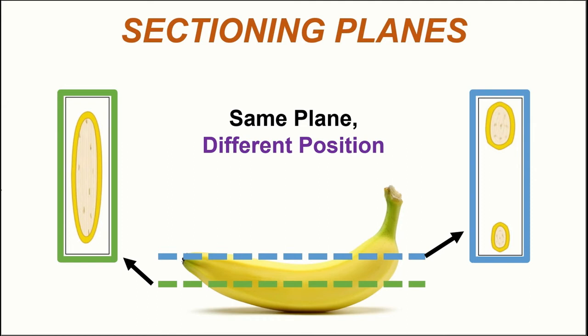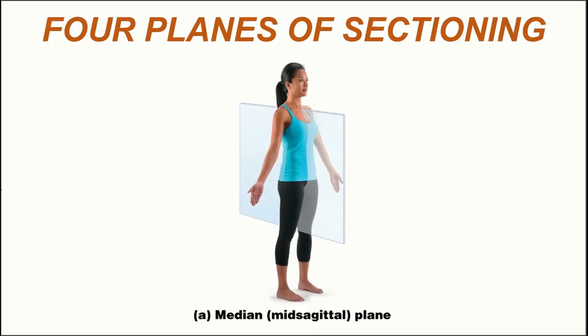So depending on where we cut or make sectioning planes in our sample, the object may look very different and unfamiliar to us. So let's take a look at the planes of sectioning. We'll look at 4 planes of sectioning, and we'll describe their attributes here. We'll start with the median or mid-sagittal plane here.